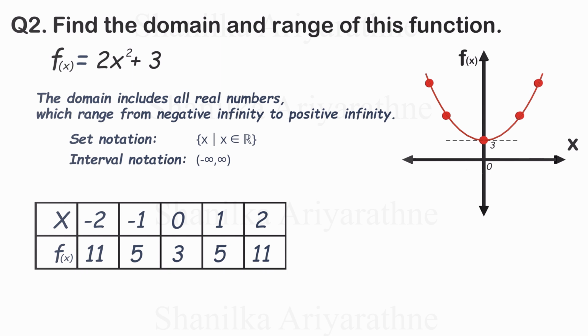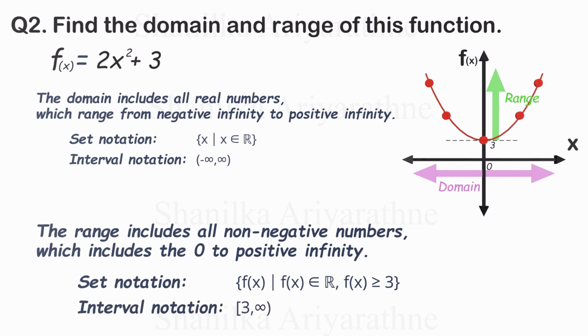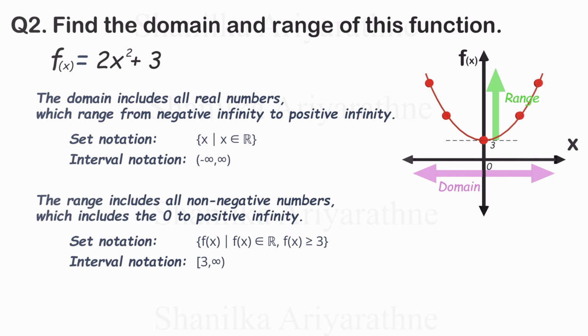We can see that the domain includes all real numbers, from negative infinity to positive infinity. However, the minimum value of the range is 3, and it extends to positive infinity. So the range of this function includes 3 to infinity. In set notation, this range is represented as this, and in interval notation, we write the range as this. Keep in mind, in interval notation, we use square brackets to show that 3 is included in this range and always use parentheses for infinity.